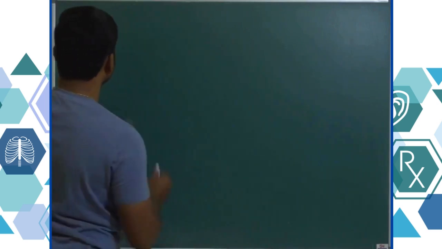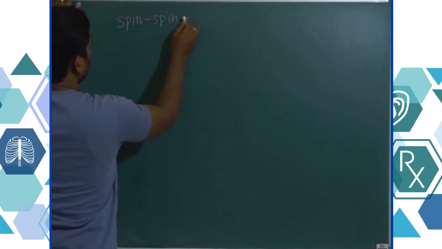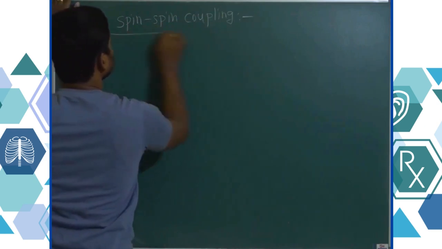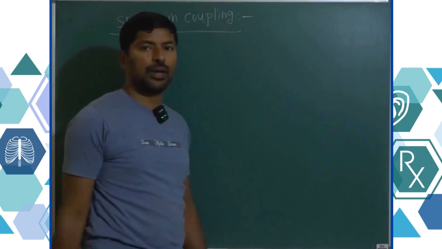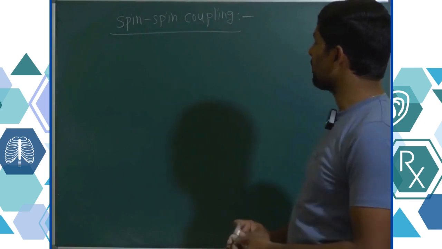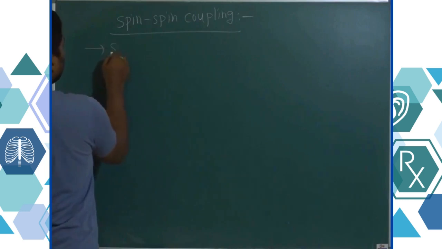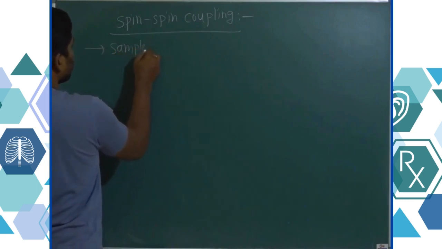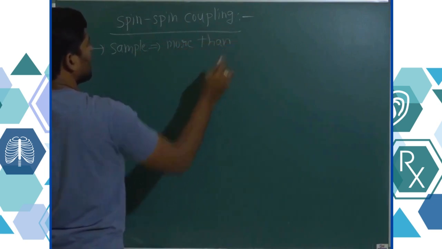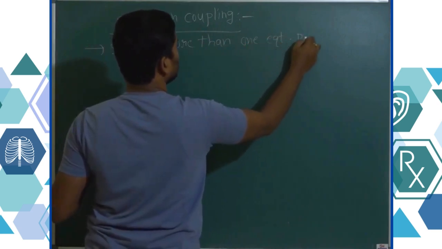Next one, spin-spin coupling, or spin-spin splitting. This is important for all competitive exams. If you take a sample having more than one equivalent proton, this coupling is observed in the case of a sample having more than one equivalent proton.